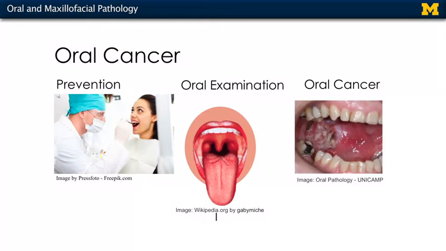Early stage oral cancer and even precancerous lesions can be identified during a routine oral examination in the dental office. Prevention is the best approach to stop cancer. Dentists and dental professionals can also provide information and work with patients to prevent behaviors, exposures, and other factors that may increase the risk of cancer.